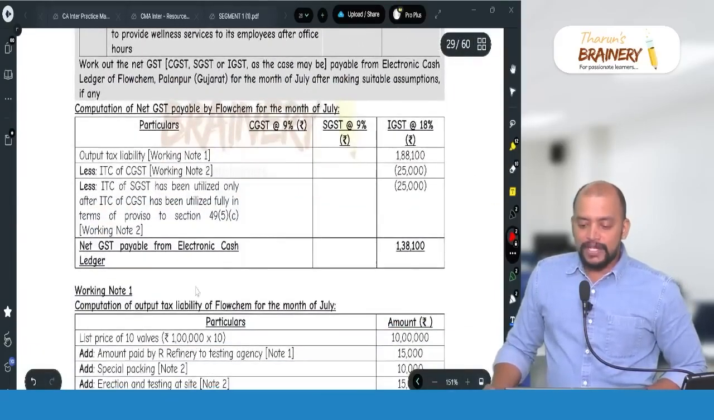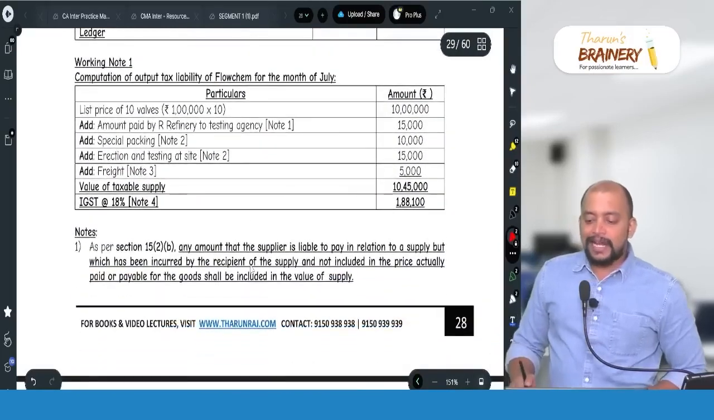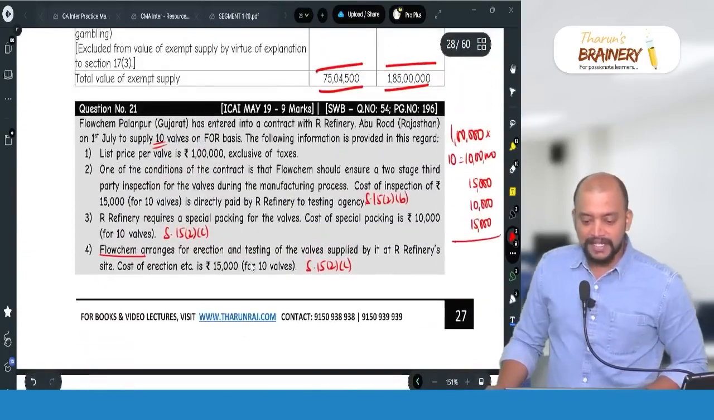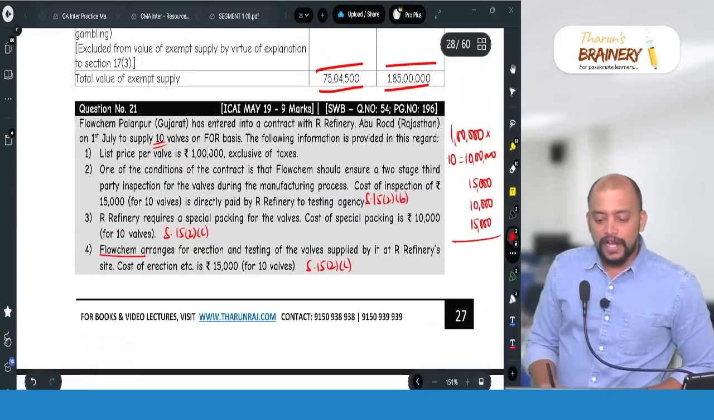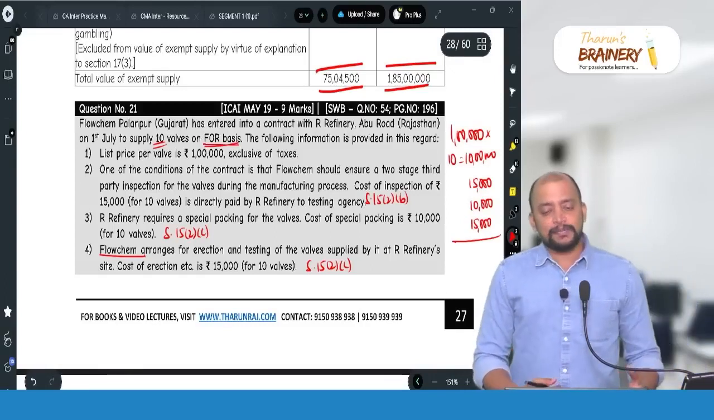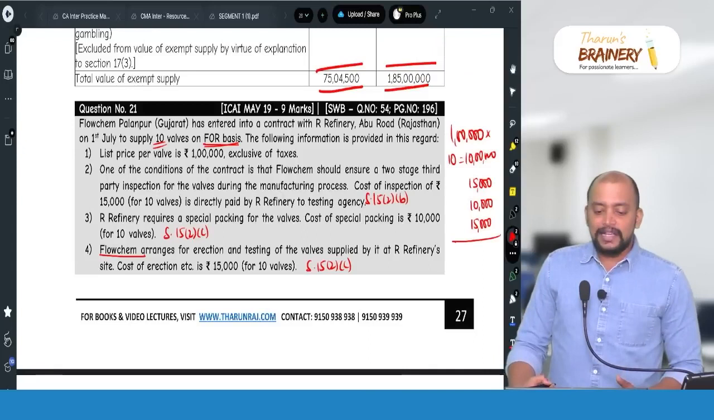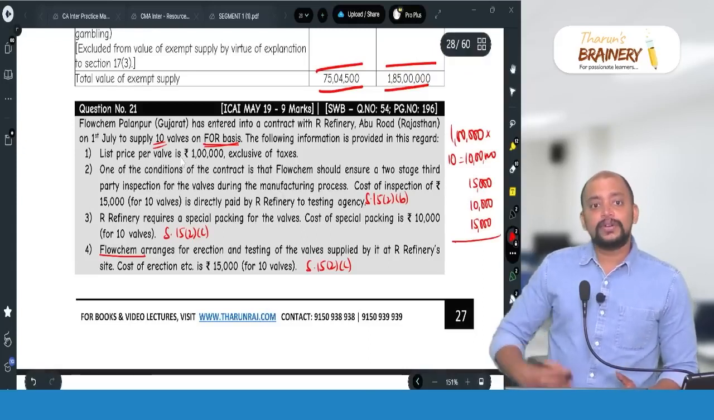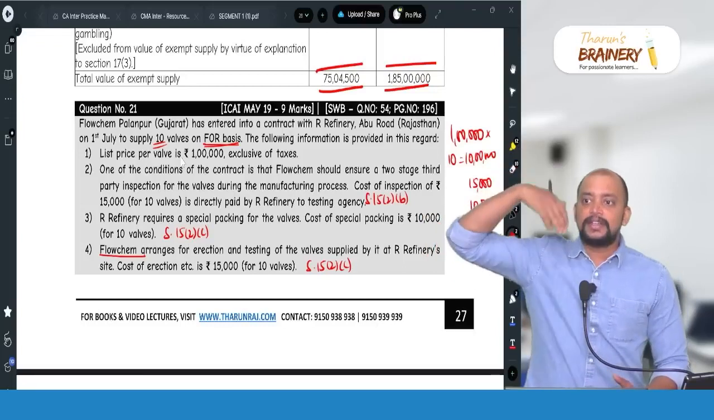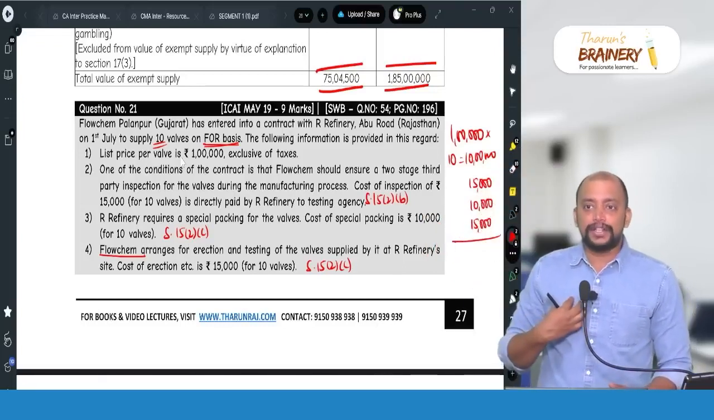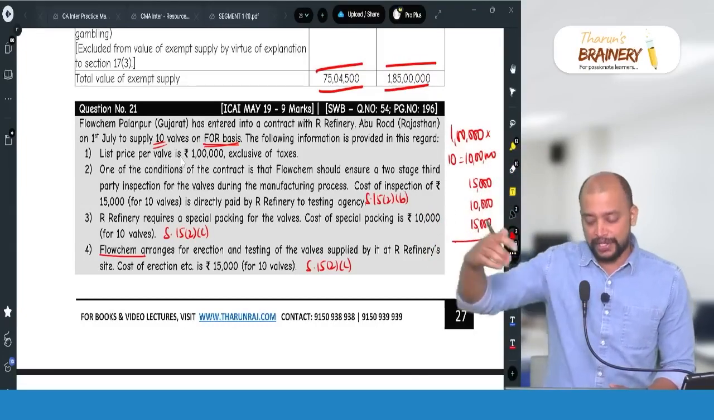So how much? 10 lakh 45,000. One second. Prion road basis means that I have to deliver the goods to that person's location. In case of FOR, I have to deliver the goods to that person's location.